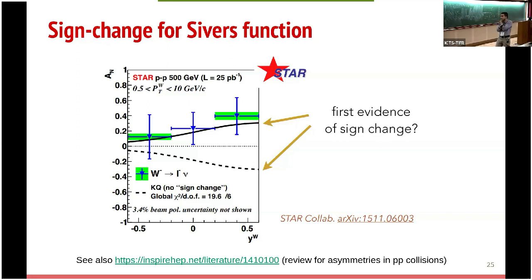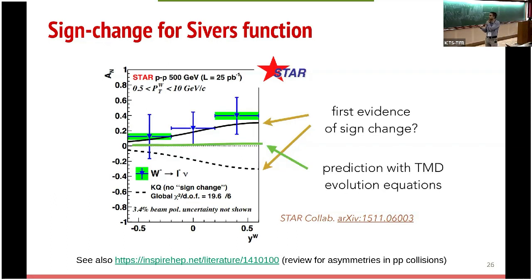On top of this, the calculation of this asymmetry, these two lines, did not take into account the renormalization of the TMDs. If you take into account the renormalization of the TMDs, this is what you get. The prediction with the renormalized TMDs, or with the TMD evolution equation, is much, much smaller. So it's much closer to zero. So it's really inconclusive, okay? And this is the central value only.